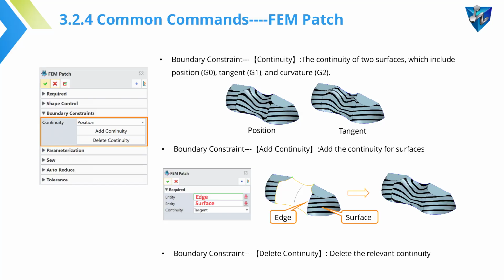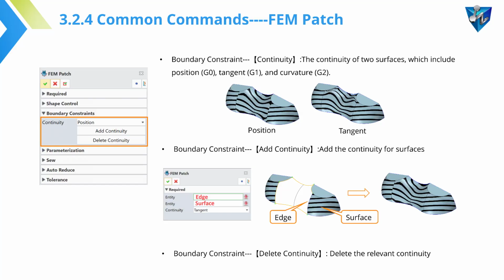We can add the G0 to G2 continuity when we use the fempatch command. The specific usage can refer to this picture. For the first entity, we need to select the edge. And the second entity, we select the corresponding surface. If we don't need the continuity, we can use the delete continuity to delete the continuities. And the common options such as solid, auto reduce, and tolerance, I won't mention them anymore.